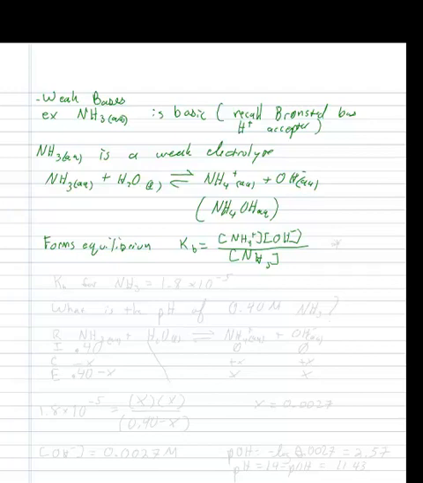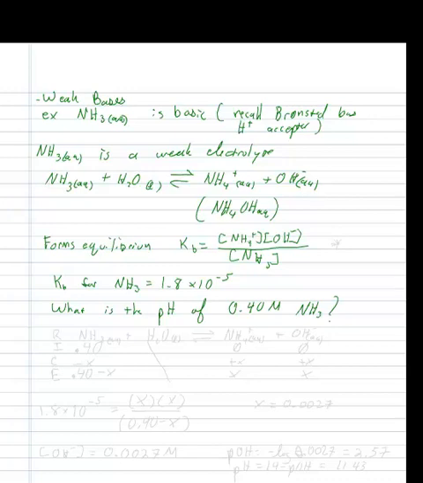So the Kb for NH3 is equal to 1.8 times 10 to the negative 5. How we can apply this is, say we want to know the pH of 0.40 molar ammonia, NH3. What I need to do this is my equilibrium concentration of hydroxide, to figure out my pOH, which, as we remember, we can then use to calculate the pH.